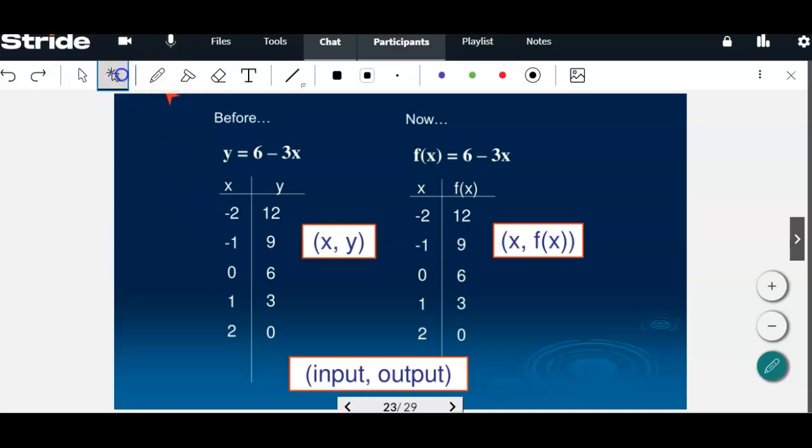Okay, so this is just before and after. This is equation format. This is function format. Look, it's the same table output. So you've got the x values. This is your input. This is your output. Let's just look at 0. I put in 0 for x. 3 times 0 is 0. 6 minus 0 is 6. These will work the same way. Same idea here. So f of 1, I would plug in the 1 here. 3 times 1 is 3. 6 minus 3 is 3. So just different ways to look at it.